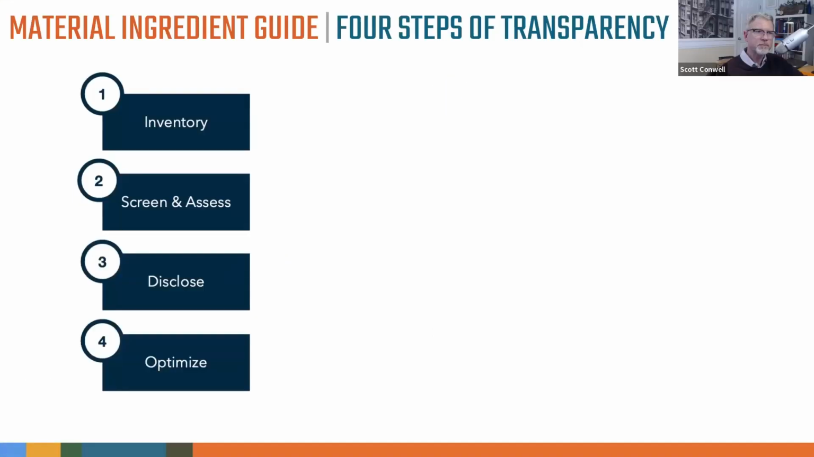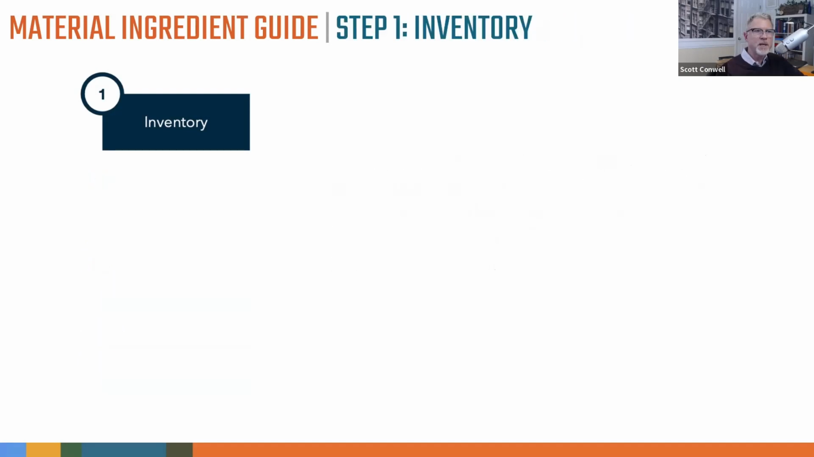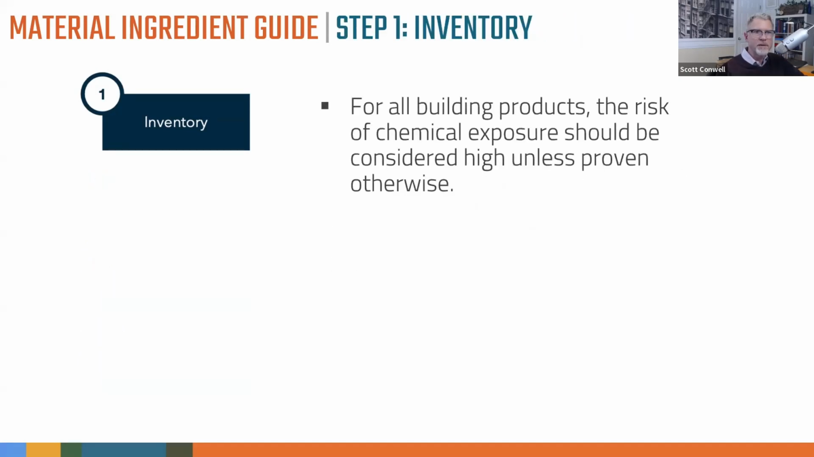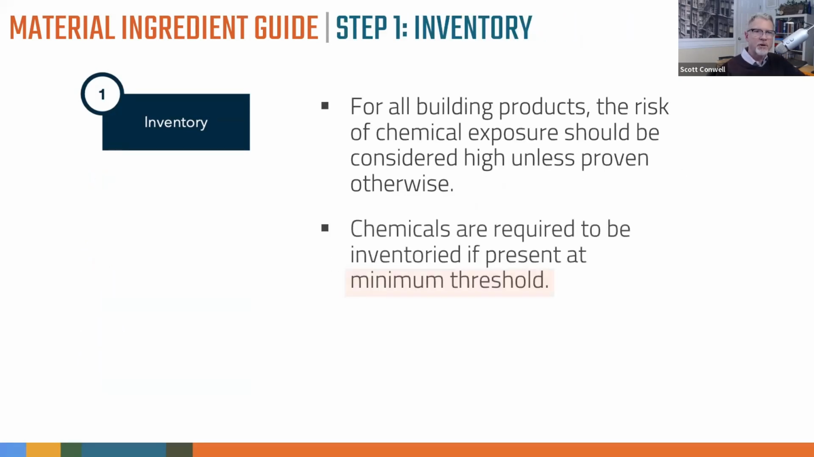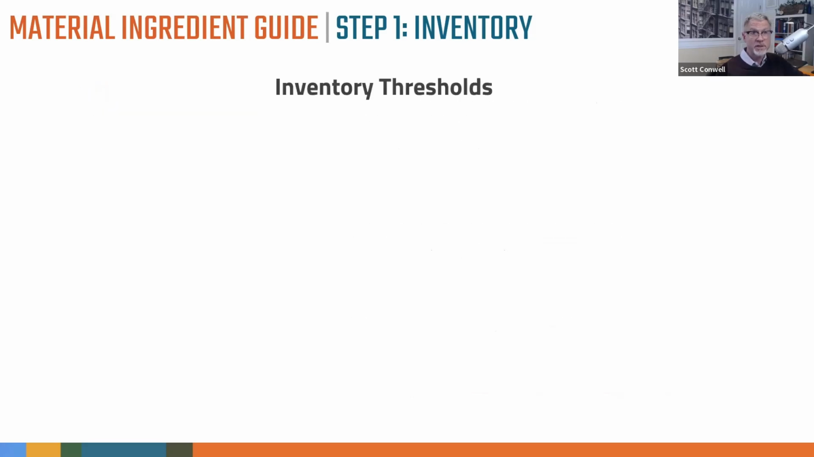So briefly, there are 4 steps of material transparency outlined in the material ingredient guide. Number 1 is inventory. This is how we categorize and quantify the makeup of our materials, and we have to report them to a minimum threshold. What is that threshold? It could be 100 parts per million or 1,000 parts per million, depending on how deep the material manufacturer really wants to disclose.